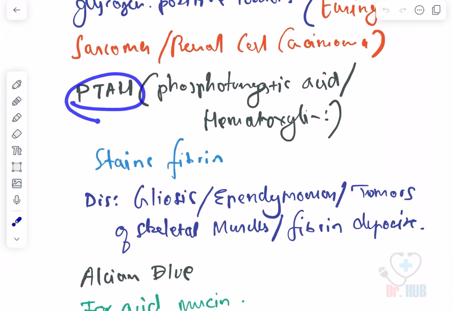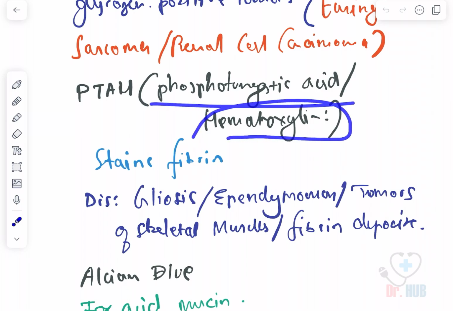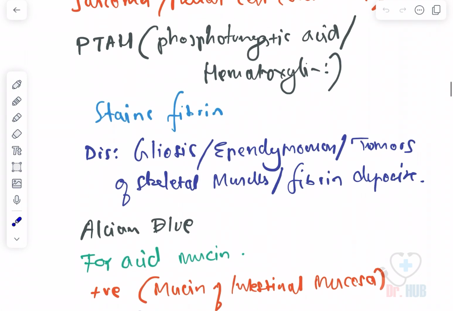Then the PTAH, that is the phosphotungstic acid hematoxylin. So here this stains the fibrin and the diseases here include the gliosis, ependymomas, tumors of the skeletal muscles as well as the fibrin deposits.